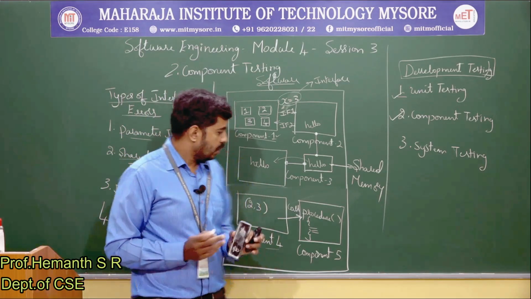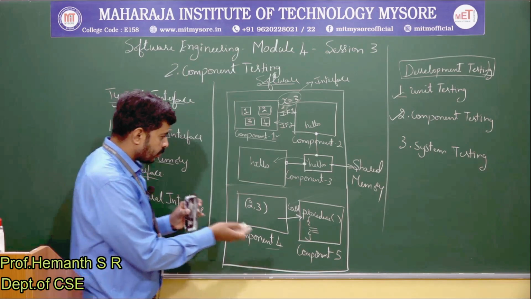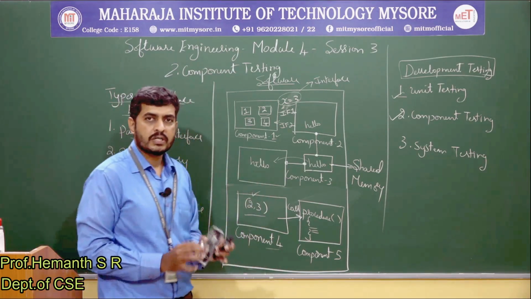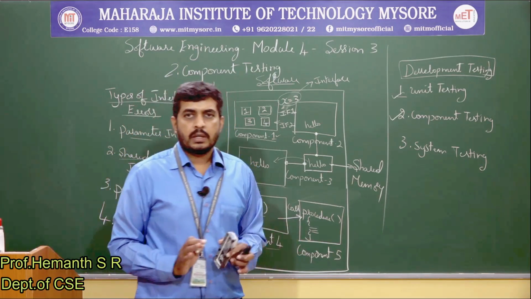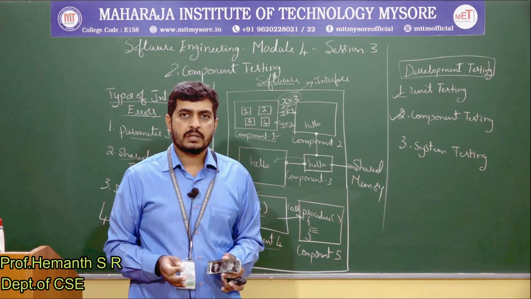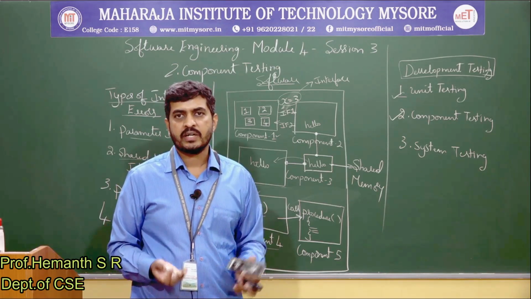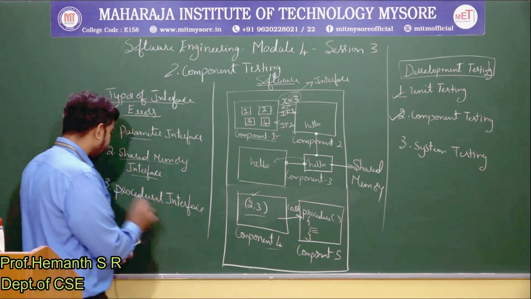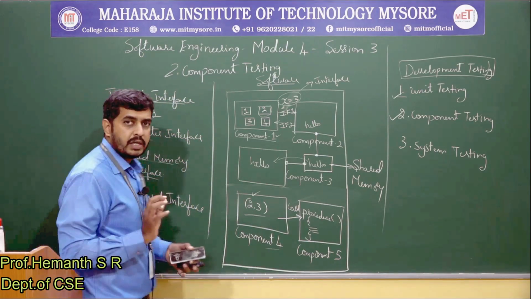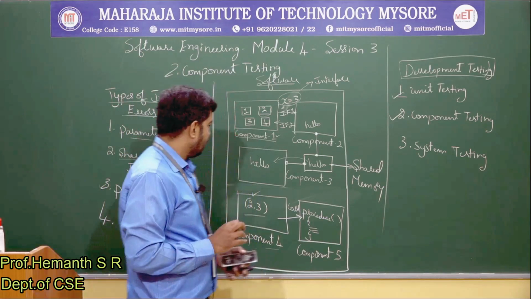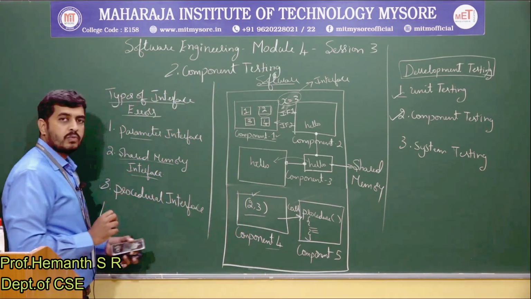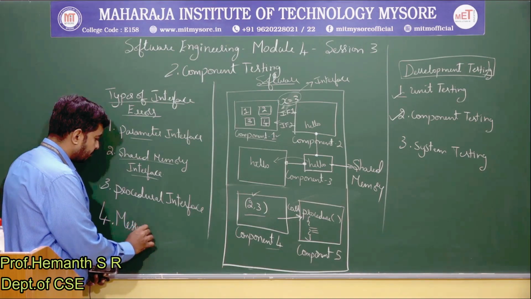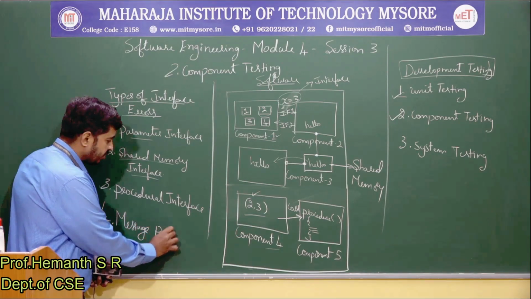The second thing is whether the function or the procedure is receiving the arguments 2 and 3 as per the guidelines, as per the expected behavior. These things should be checked and verified in a procedural interface. Okay. So the fourth and the last one: message passing. The message passing interface.